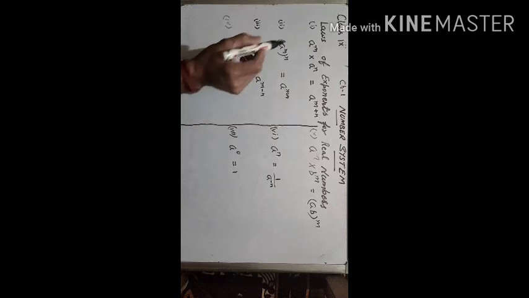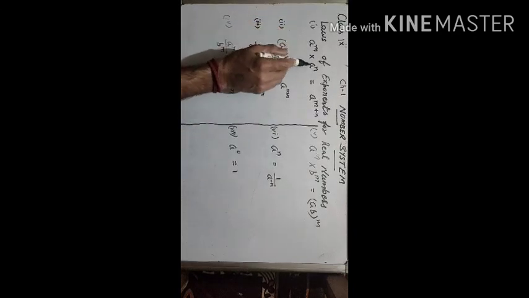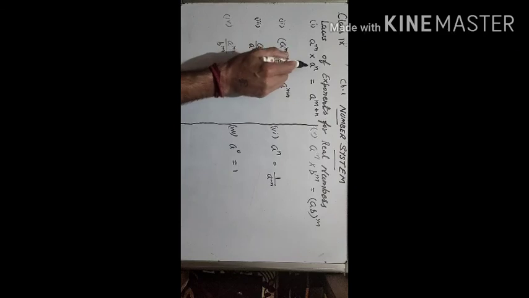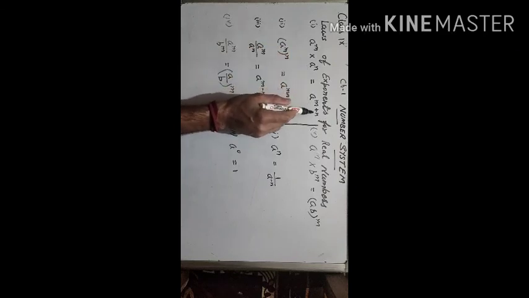Good morning, students. In number system, our next topic is laws of exponents for real numbers. So there are some laws of exponent powers. That is, first law: a to the power m into a to the power n is equal to a to the power m plus n.